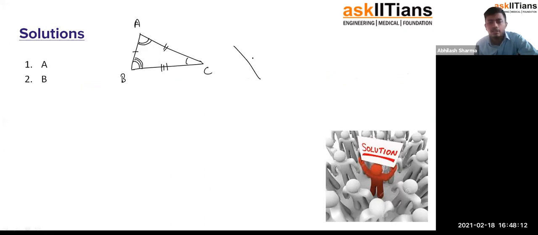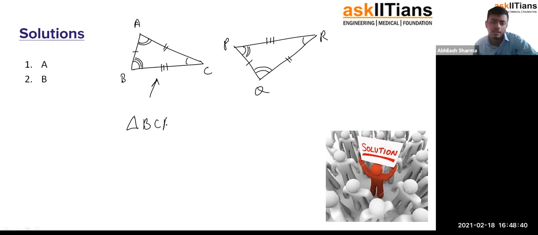Okay, and let us say there is another triangle PQR, something like this, and let us say this is how it looks. So now what can we say? We can name the first triangle in any way that we want. Let us say we name it as triangle BCA. It's my choice, I will name it like this, no problem.